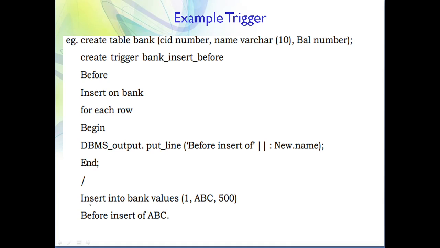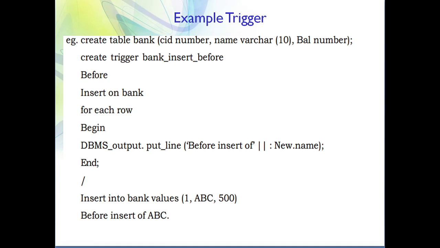Okay, I just execute this: insert into bank values, in brackets 1 comma abc comma 500. So here I try to insert data into a table with a trigger. As soon as I execute this particular statement, I will get this message: before insert of abc. What is that abc? Abc is nothing but a name. So this is a simple example of creating a trigger.